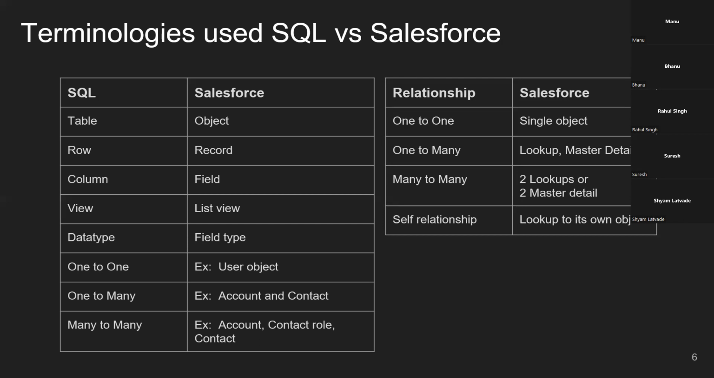There is a special relationship called a self relationship or hierarchical relationship, which looks up to its own object. It is self-related. We will see the example. Examples of the self relationship are the user object, the account object and the case object, things like that. In Salesforce, you have to remember this. Does it make sense, guys? Yes, sir.